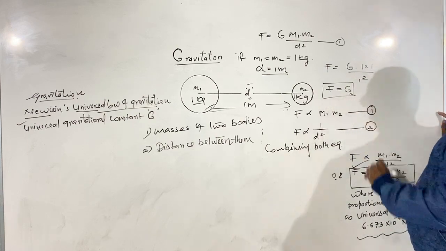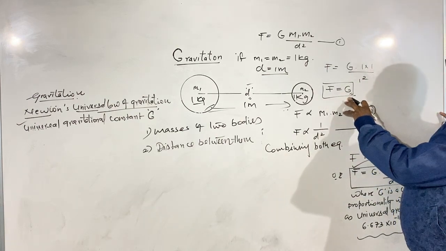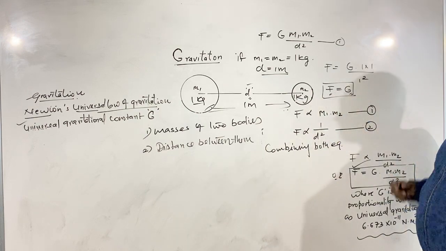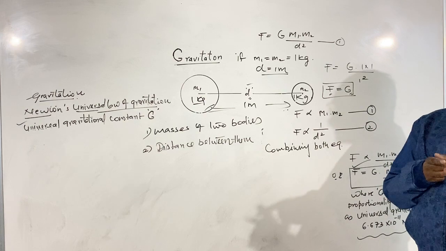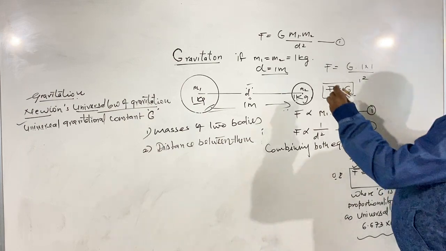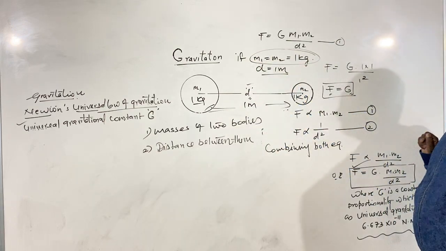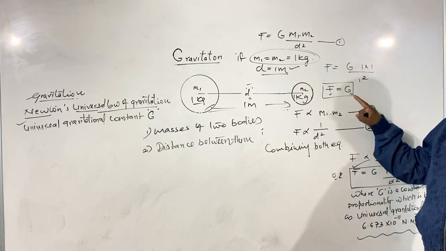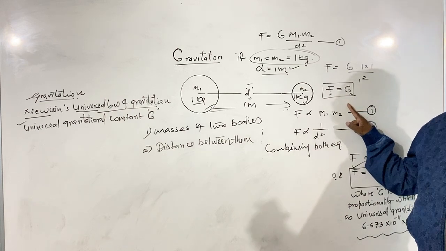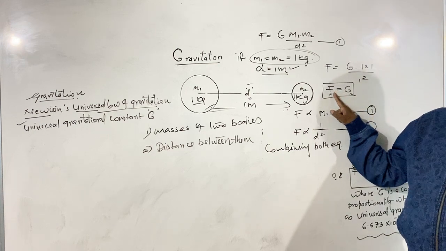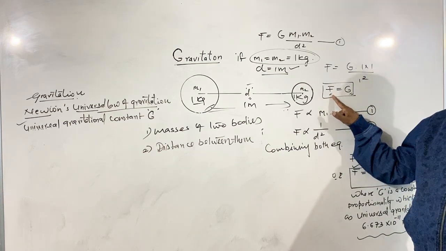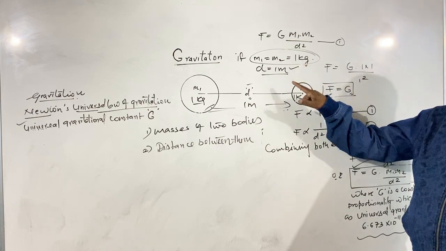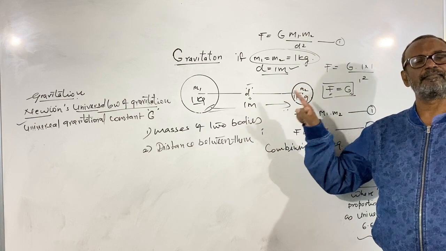So what is G? Universal gravitational constant is numerically equal to the force of attraction in Newton between two bodies of masses 1 kilogram each, and which have been kept 1 meter apart.